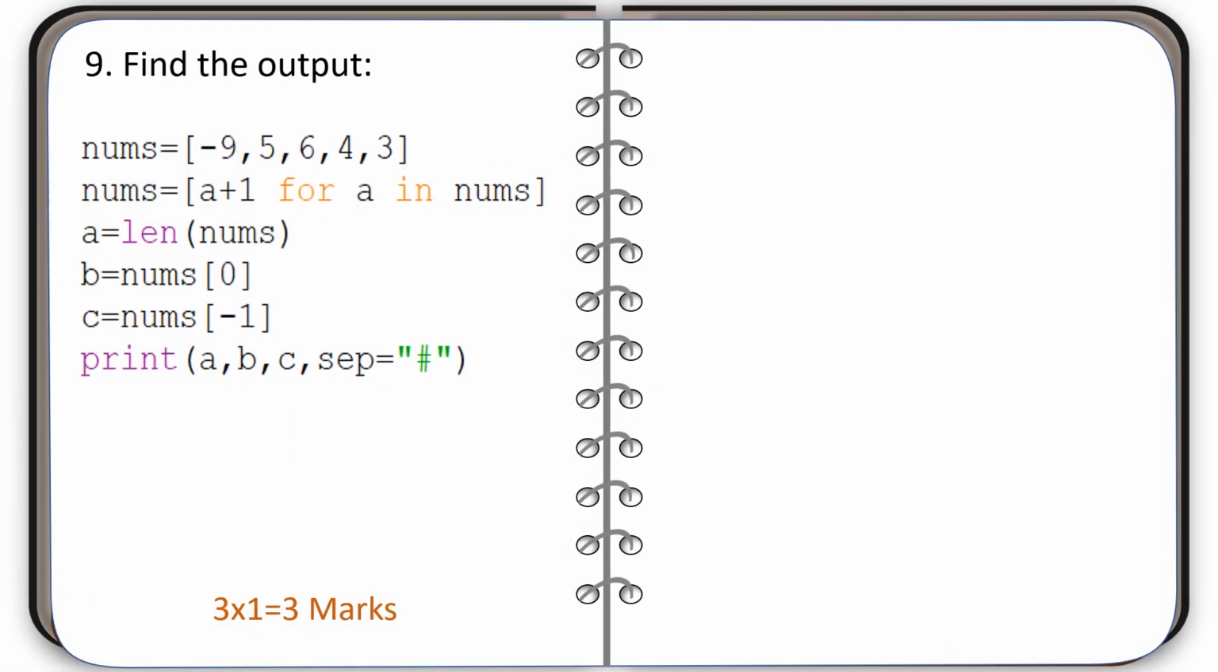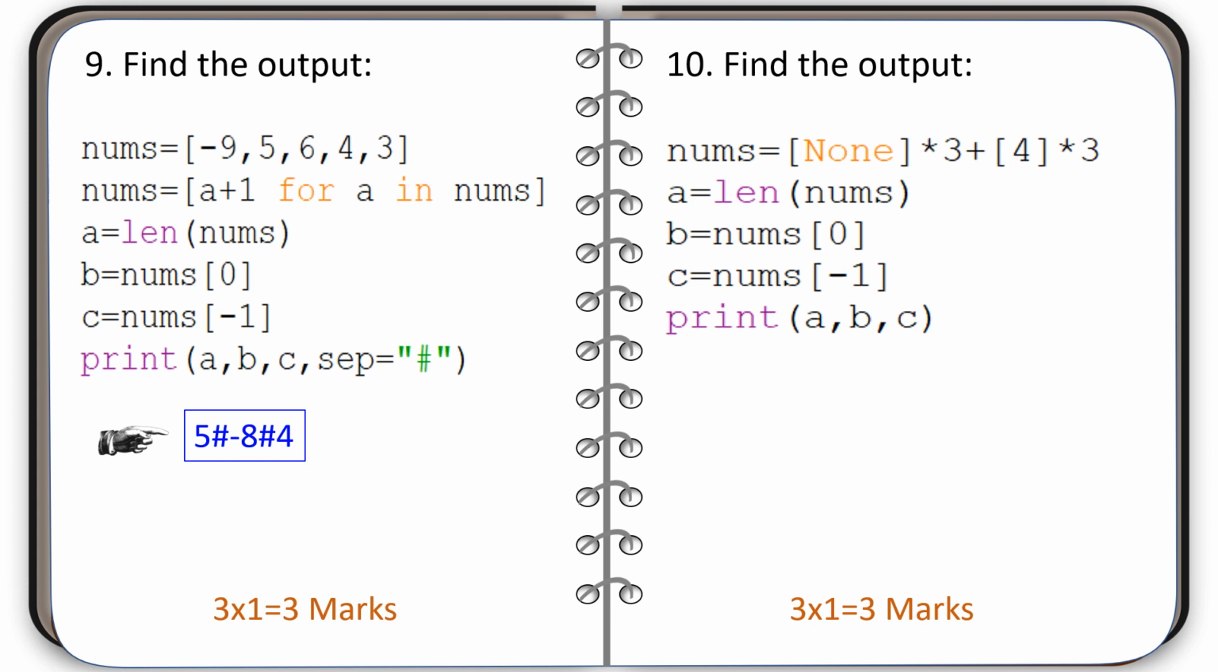Question number 9. Again, find the output. And the output is this one, 5 hash minus 8 hash 4. Question number 10. Again, find the output of the given code. Carefully create the list first and then find the output. And the correct output is this one, 6, none, 4.